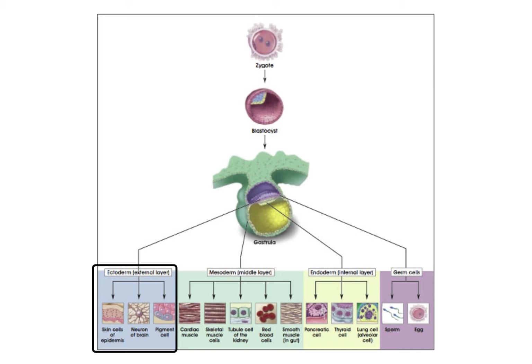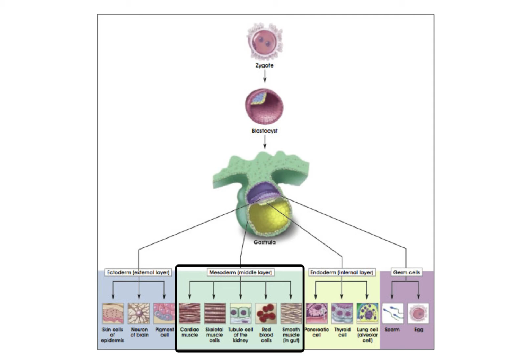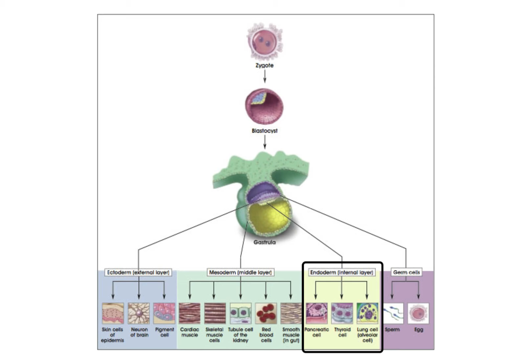So here's the ectoderm, which becomes skin layers, pigment cells, and neurons of the brain and spinal column. Then mesoderm becomes muscle, blood cells, and different parts of the kidney and pancreas, and then the endoderm, other parts of the pancreas, the thyroid, and lung tissue. And then there are the germ cells, the sperm and the egg, over here.